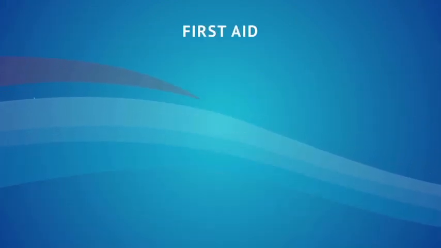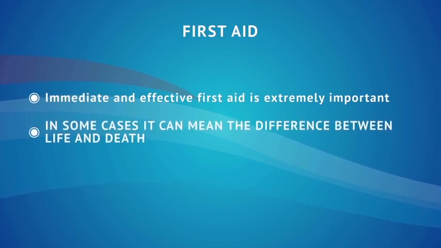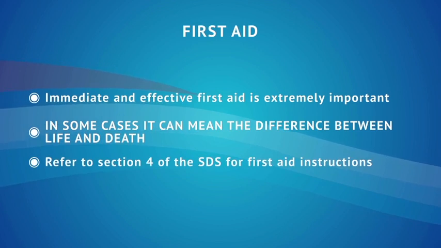Administering immediate and effective first aid reduces the severity of the injury and promotes recovery. In some cases, it could even mean the difference between life and death. It is therefore important to know what to do when exposed to hazardous chemicals. As mentioned earlier, Section 4 of the SDS tells you what to do in the event of an accident.